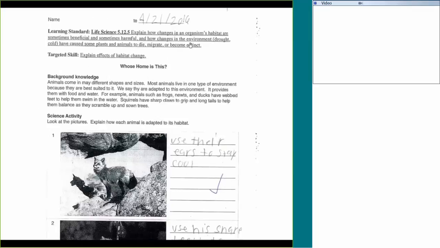Explain how changes in the organism's habitat are sometimes beneficial and harmful, how changes have caused some animals and plants to die, migrate, or become extinct. Explain the effects of habitat change is the targeted skill that is stated here.